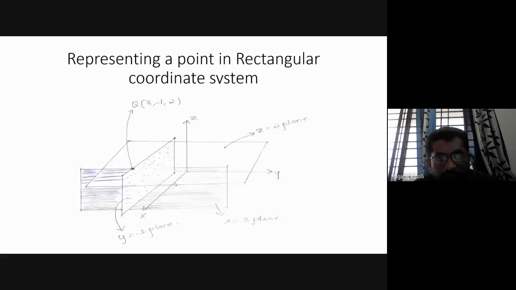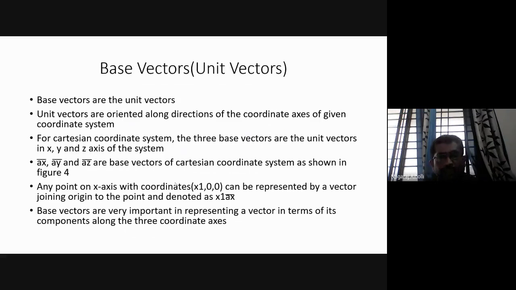So this is all about representing a point in rectangular coordinate system. Next, we will move on to what are called base vectors or unit vectors. Another name for unit vector is base vector. In one of our previous classes, we have discussed unit vectors, which give the directions of other vectors. So these unit vectors are represented in the x direction, y direction, and z direction.